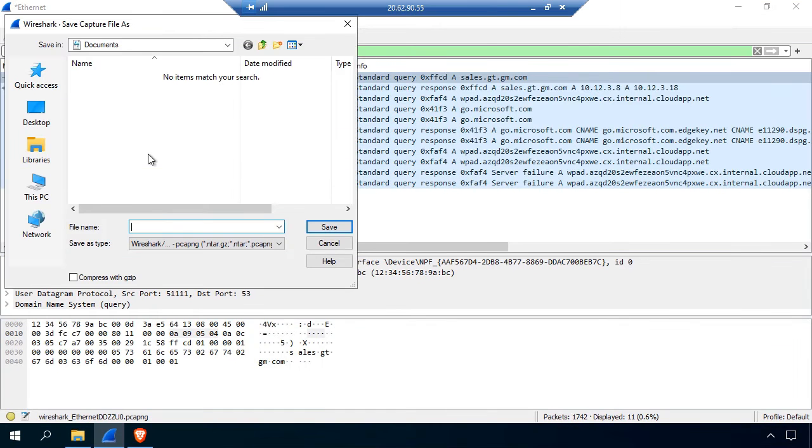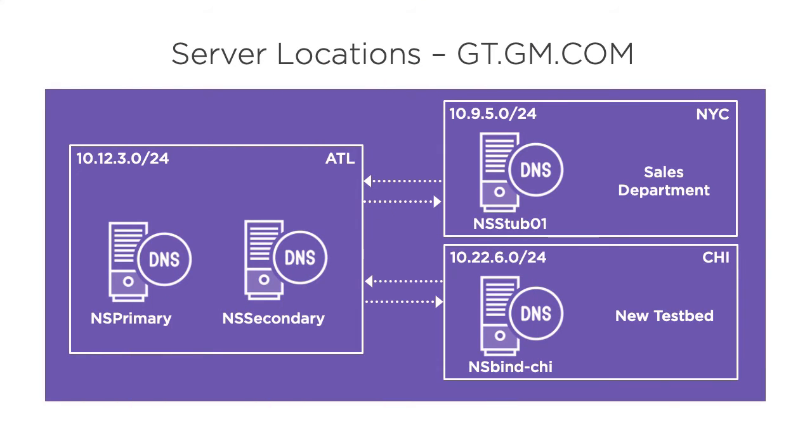There's over 370 million domain names, and the DNS protocol guides us to all of them. In fact, if you're looking at a screen, you're using DNS.